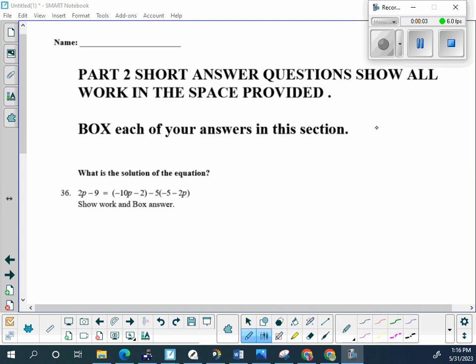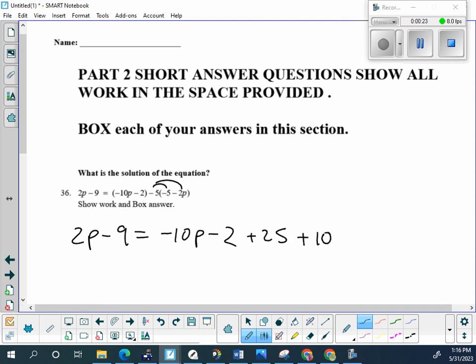Question 36. We've seen this before. Let's look at this. We're going to solve this for p. We have to do some distribution of this negative 5. So I have 2p minus 9 equals negative 10p minus 2. I distribute the negative 5. That's going to be 25 plus 10p.